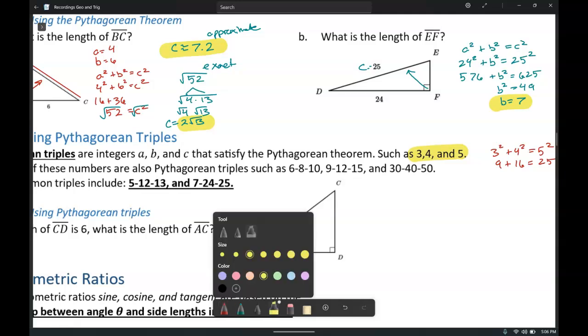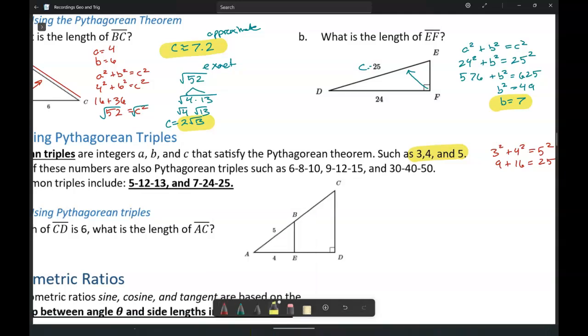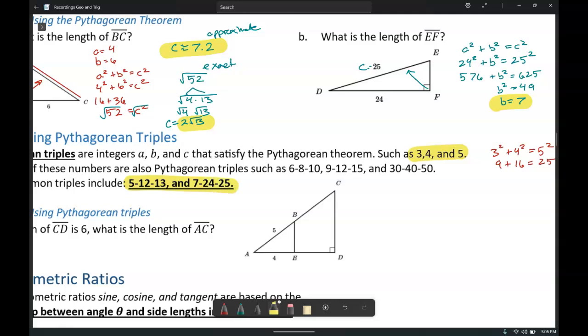Along with 3, 4, 5, two other really common triples include the 5, 12, 13, and the 7, 24, 25. And again, just like with the 3, 4, 5, we could scale these up. And if I were to double all the side lengths, I have now created a new Pythagorean triple.